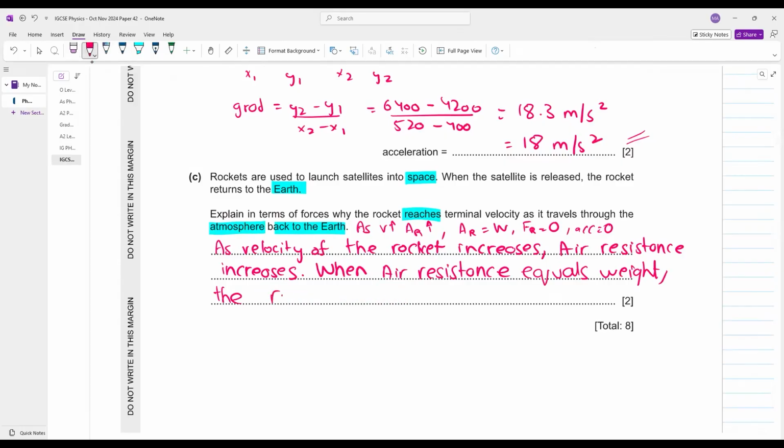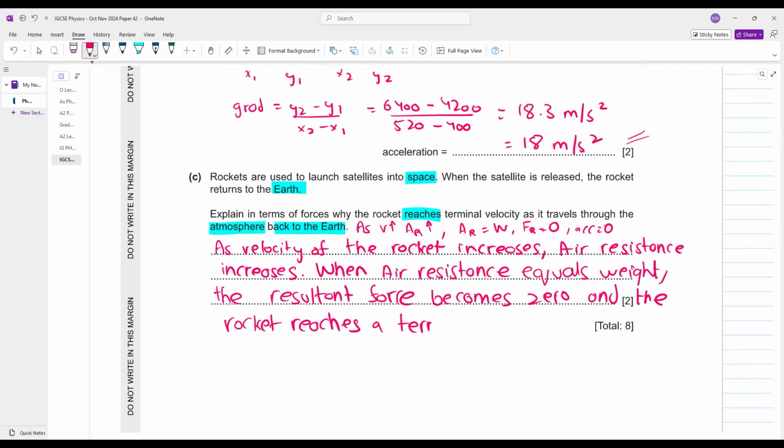The resultant force. Let's not leave any stone unturned. The resultant force becomes zero, and the rocket reaches a terminal velocity. Easy peasy, lemon squeezy. Let's further move ahead. आगे बढ़ते हैं बच्चों.